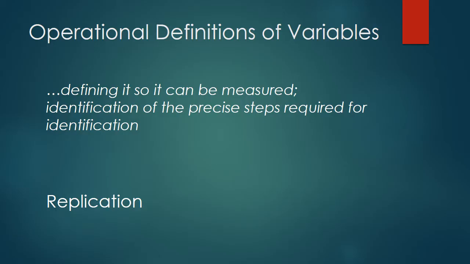Variables have to be defined. We call it operationalizing our variables. It involves defining the variable so that it can be measured, and it requires identification of the precise steps required for that identification. In other words, what steps have to be present for us to know that our variable either exists or it doesn't?